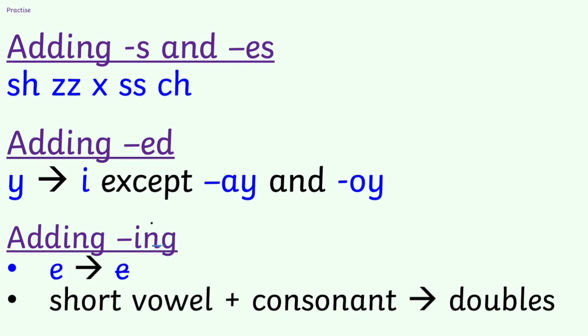And lastly, when we're adding ing, if our word ends in an E, we just get rid of the E. And if it ends in a short vowel followed by a consonant, we need to double that last letter. Now, these rules might take a little bit of time to get into your head, so if you want to come back to them at any point, you can either watch this video or you can go back and watch the last few videos to just really practice those rules and make sure you feel confident with them.